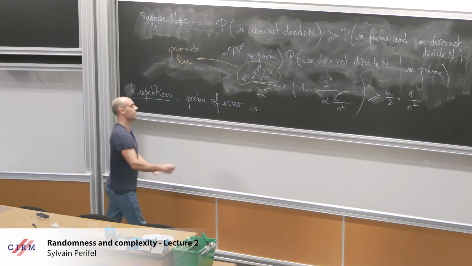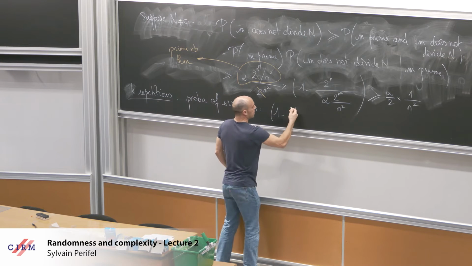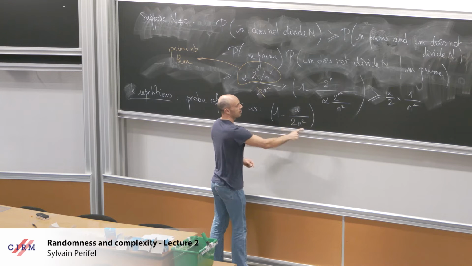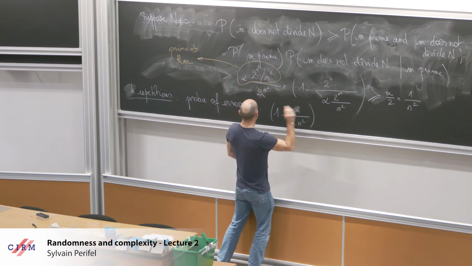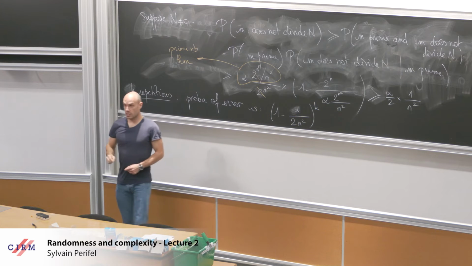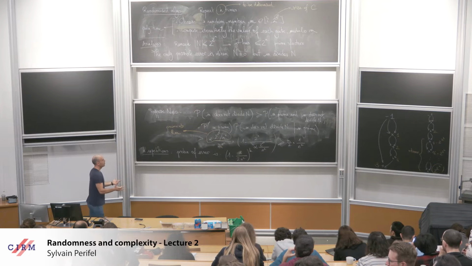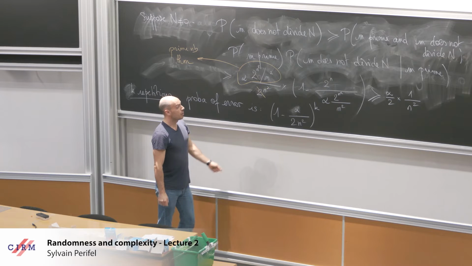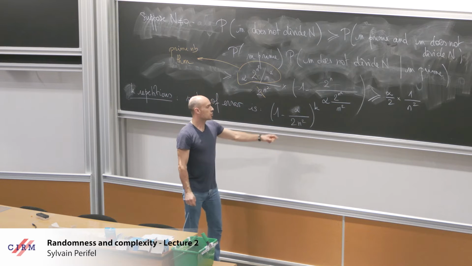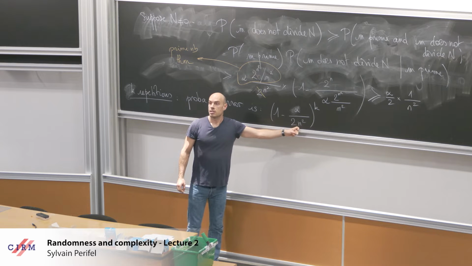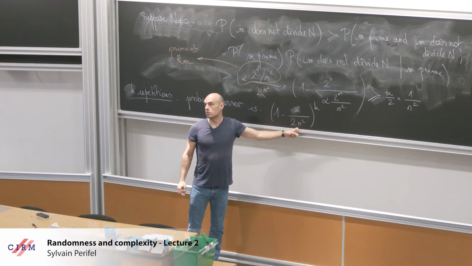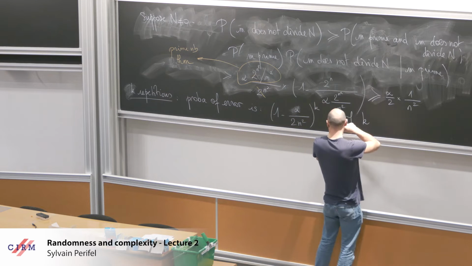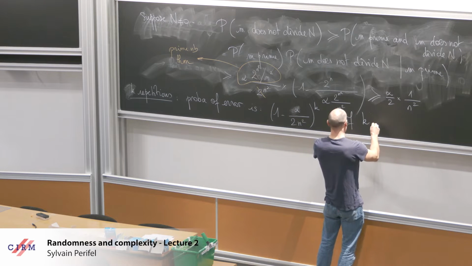So this happens with probability 1 minus alpha divided by 2n squared. This is the probability of error to the k. Do you see this? So if we repeat k times, we have this probability of error. And when we choose k of the order of n squared, we can make it a constant which is close to 1.